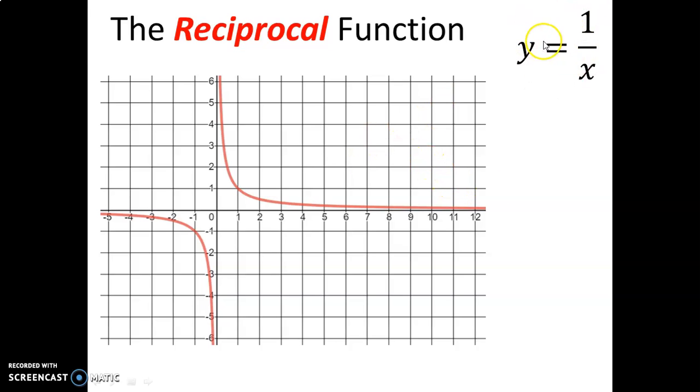The equation is y equals 1 over x. That's our most basic form. Its graph looks like this. We have the vertical asymptote at x equals 0 and a horizontal asymptote at y equals 0.